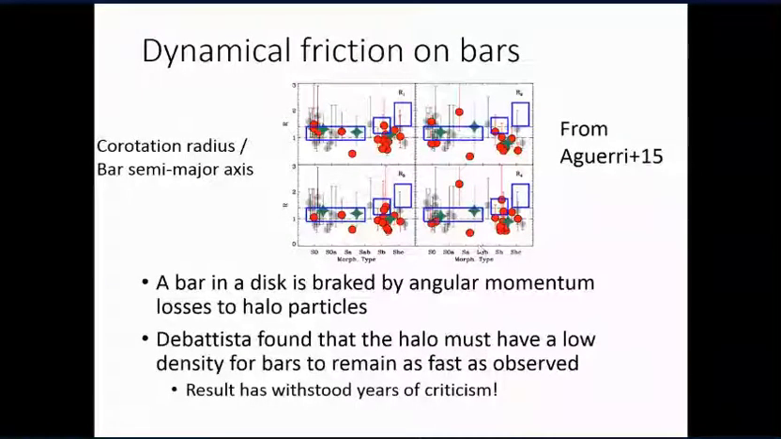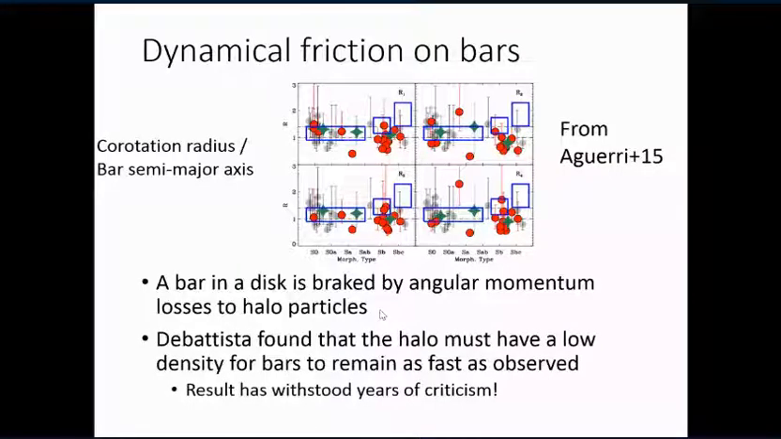So what de Battista showed was that if you have a bar in a disk that is rotating inside a halo of particles, the rotation of the bar can transfer angular momentum from the bar and the disk to the halo. And since the bar is losing angular momentum, it slows down. And if you slow down a bar, that means that the co-rotation radius should move outwards in the disk.